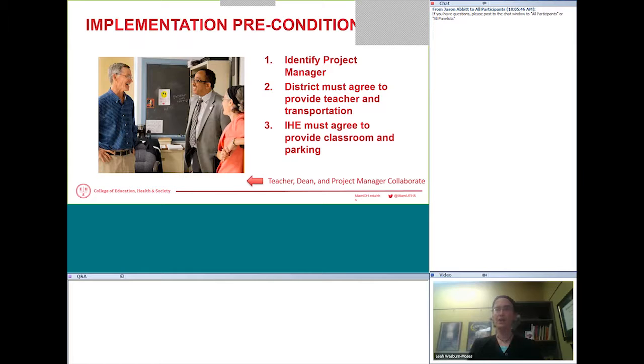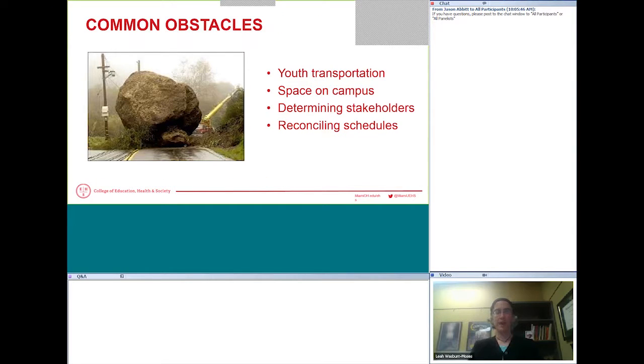Do we have a project manager? Do we have the teacher, the transportation? So when I say transportation, I mean the district is willing to take young people from the schools and bring them to campus. And I should say, by the way, that we actually have a half-day program. We have 10th graders in the morning, 9th graders in the afternoon. Again, that is just something that the school asked for.